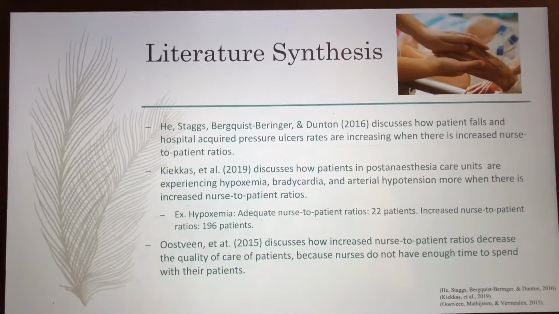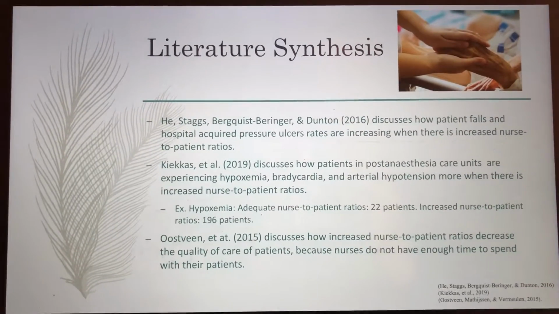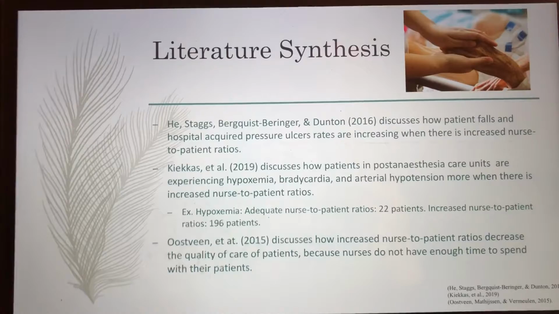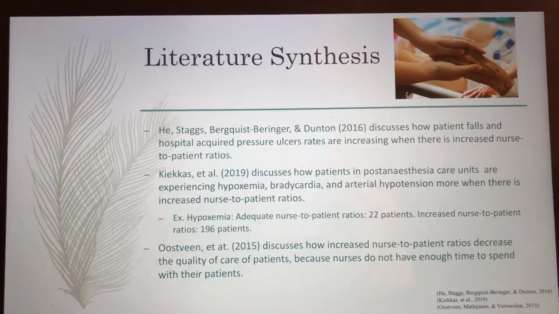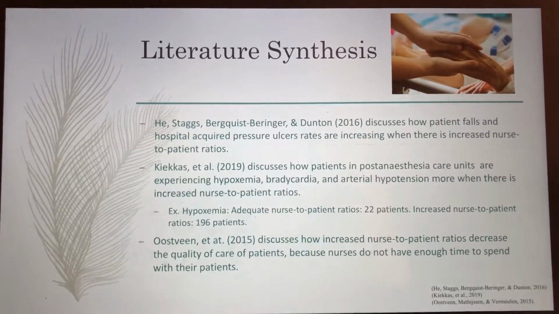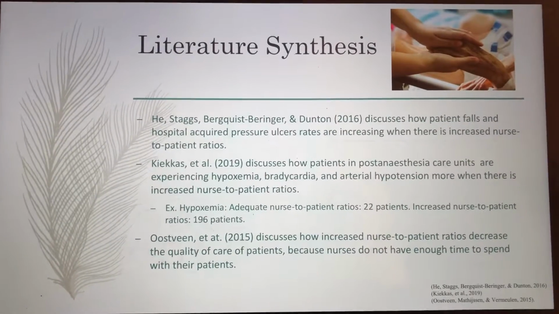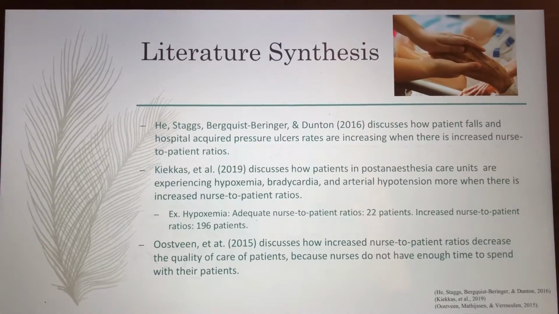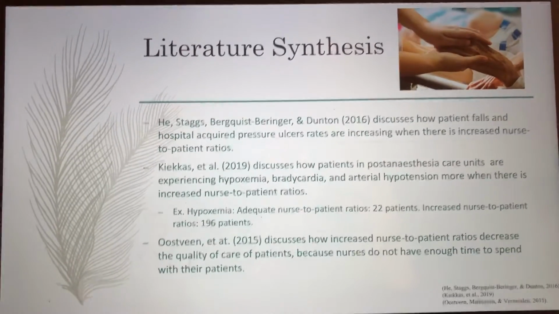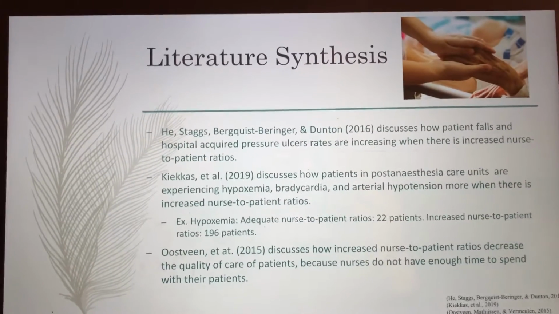having adequate nursing care. And then lastly, I threw this study in here because it discussed how increased nurse-to-patient ratios decrease the quality of care, because again, nurses aren't having enough time to spend with their patients. This study was a little different from the other ones. It didn't talk about mortality or poor outcomes, but this one talked about the quality of care, and that's just as important when we're dealing with our patients. It also discussed some of the reasons why this is happening. So quality of patient care is very important as well, and that is also decreased when we don't have adequate nurse-to-patient ratios.